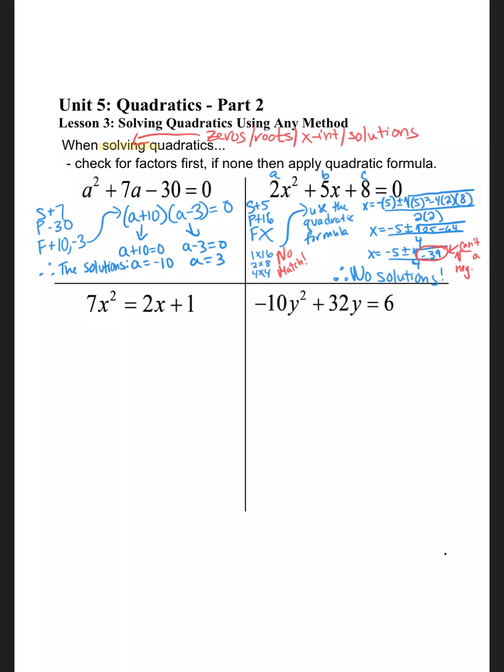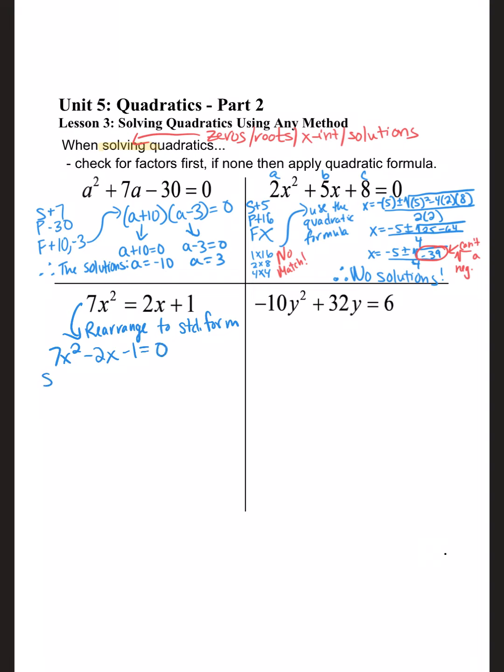So sometimes we might try to factor and realize it's not possible. Sometimes we might use the quadratic formula and just realize, oh, there's not actually any solutions for this. And that tells us that the graph of that quadratic won't cross our x-axis at all. So the first thing we're going to do with this next one is we're going to rearrange to standard form, because we need everything on one side of the equation before we can factor or before we can use the quadratic formula. So we have 7x squared, minus that 2x to the left and minus 1.